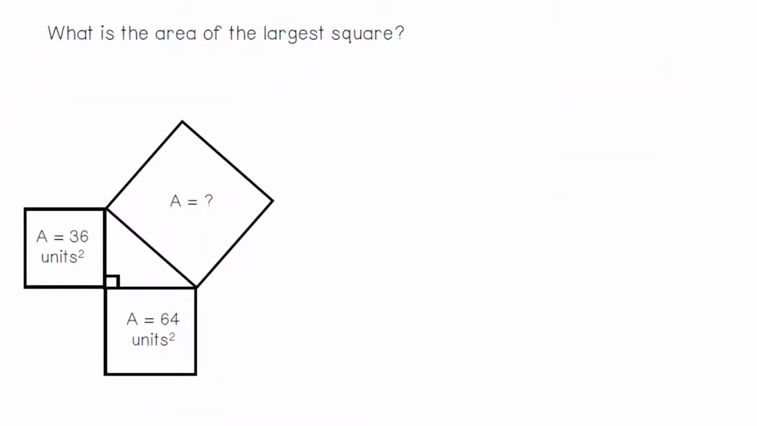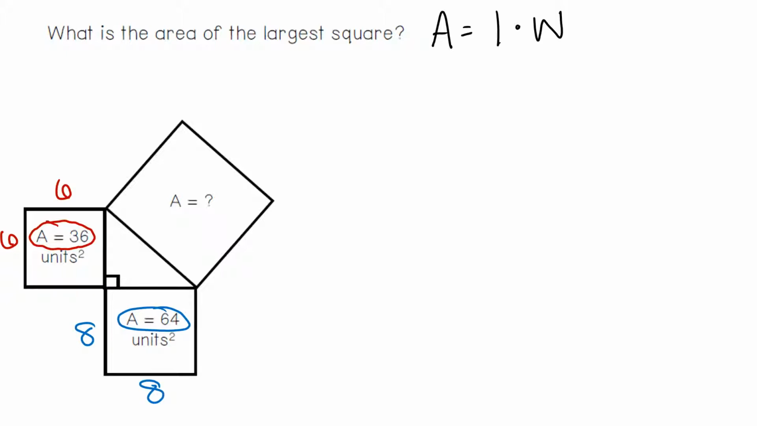For this problem, it says, what is the area of the largest square? Remember, area is found by doing the length times the width. So for example, this small square here, if the area is 36, we got that by doing 6 times 6. With our area being 64, that would be 8 times 8. Those are our numbers that we use because there's 6 on each side, and 8 on each side of the medium square. So using the Pythagorean theorem, we use those two values, 6 and 8.